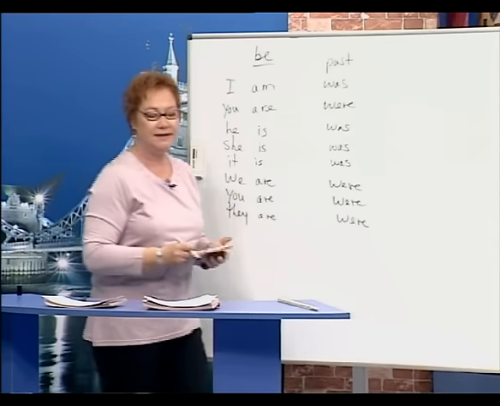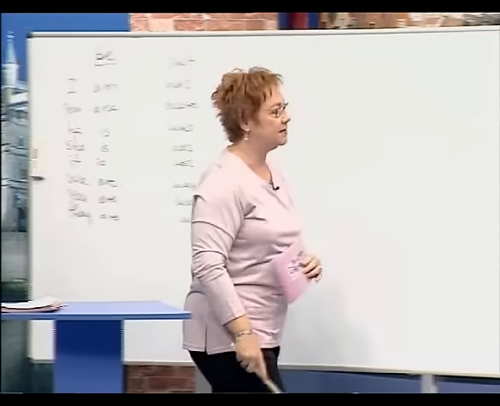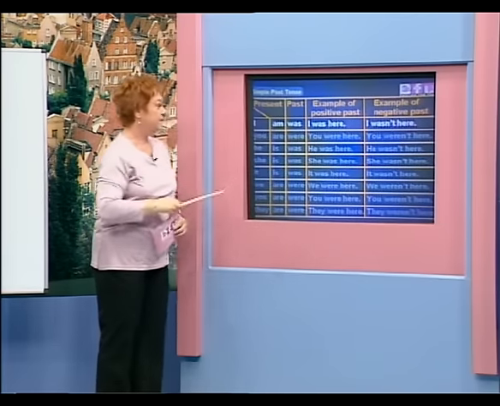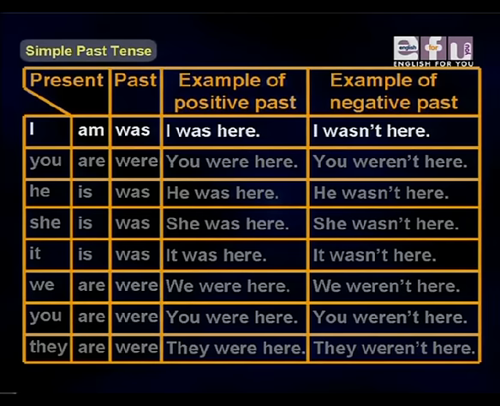Okay, now you can see on the monitor a chart of how this works. We have present, past, positive, and negative. Okay, so I am, I was. I was here, I wasn't here. You are, you were. You were here, you weren't here. Then he is, he was. He was here, he wasn't here. With she is, she was. She was here, she wasn't here. With it is, it was. It was here, it wasn't here.